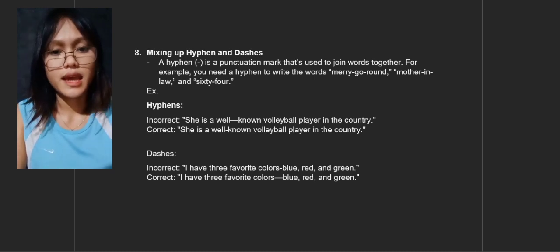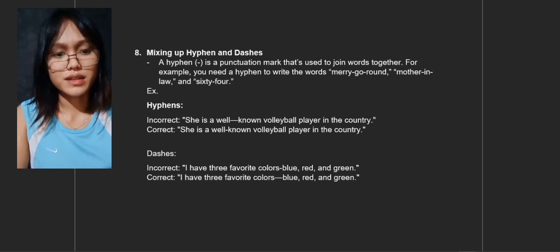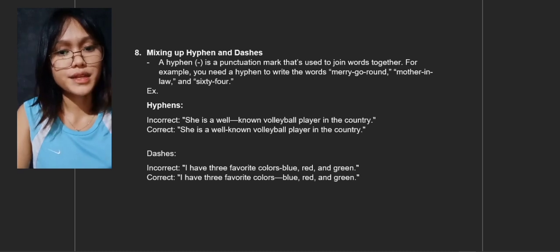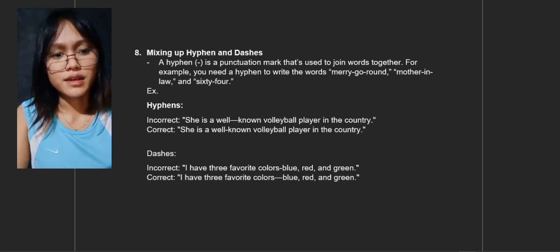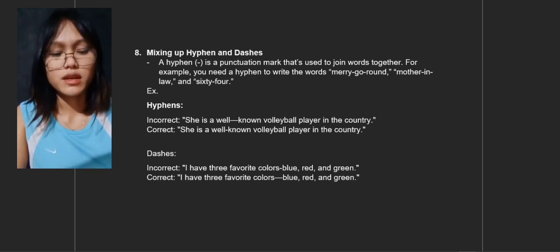Second is an example of using dashes incorrectly. Incorrect sentence: I have 3 favorite colors: blue, red, and green. In the sentence, it uses hyphens instead of dashes. The correct one for this is: I have 3 favorite colors: blue, red, and green. The correct sentence should be using dashes.